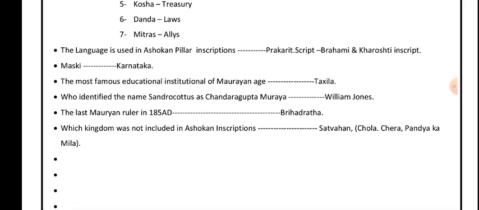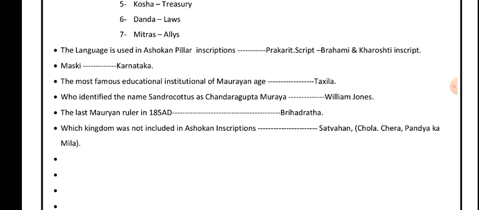The language used in Asokan pillar inscription, Prakrit script, Brahmi, Kharosthi inscriptions. Maski is in Karnataka. The most famous educational institution of the Mauryan age, Takshila. Who identified the name Sandrokottos as Chandragupta Maurya? William Jones. The last Mauryan ruler in 185 BC, Brihadratha. Which kingdom was not included in Asokan inscription?